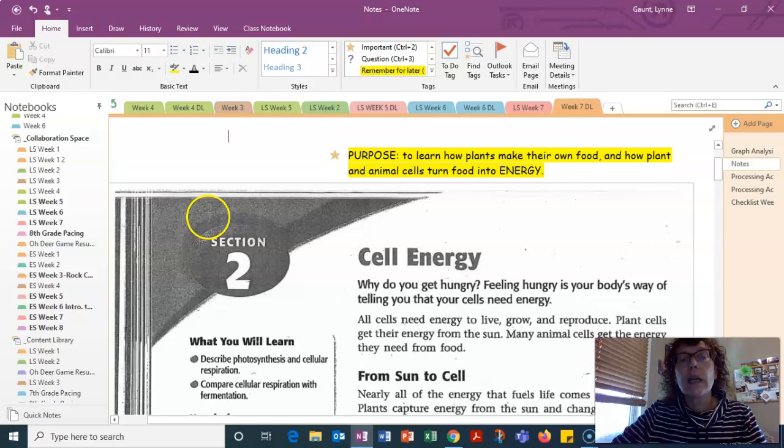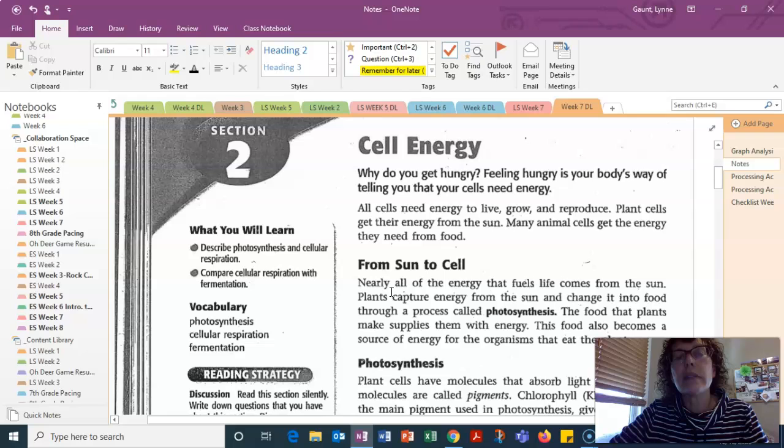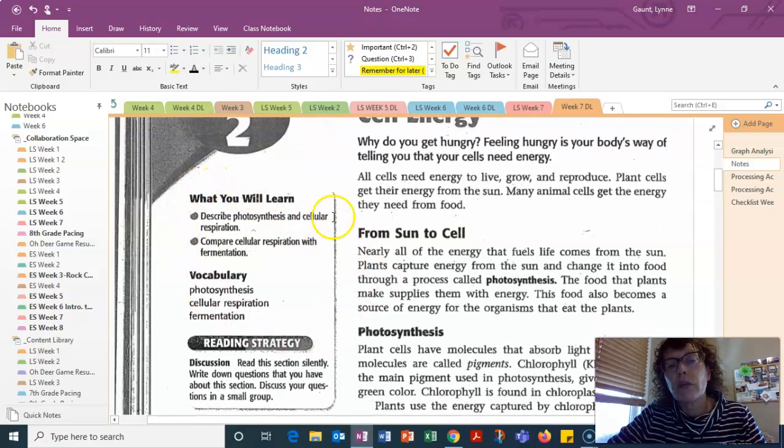All right, so whenever I do a close reading, I also look around the page to see what else I need to be paying attention to. And anybody who writes a textbook often gives you little helps. And that's what we find right over here on the left. It tells us in advance what we're going to learn about. We're going to describe photosynthesis and cellular respiration, and we're going to compare cellular respiration with fermentation. And our vocabulary words, which we will know by the time we're done, are photosynthesis, cellular respiration, and fermentation. So I feel like those are important. So I'm going to put a box around them.